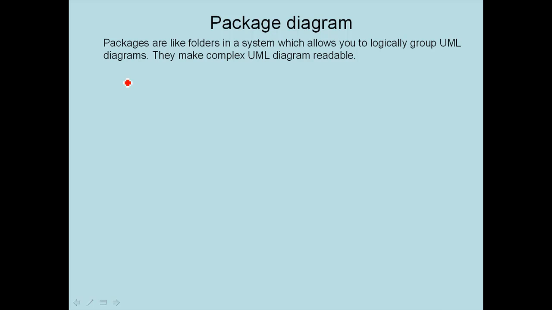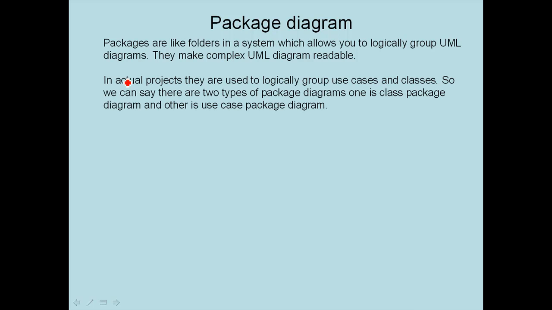So basically packages are like folders, or like containers, which allow you to logically group UML diagrams. They allow you to group use cases and class diagrams. If your project is very huge, it's very possible that you have classes and you want to group these classes logically. For instance, let's say that you have classes like CLS invoice and CLS invoice headers. Okay, and then you have another two classes like CLS accounts and CLS account details.